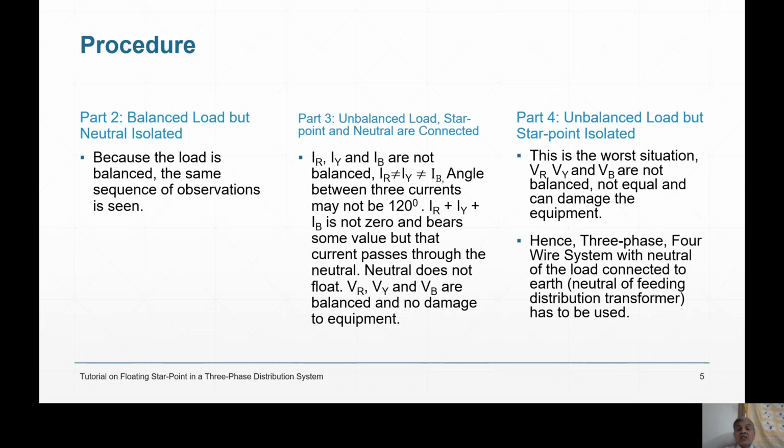So, unbalanced load does these things, right? If you want to avoid that, what we do is unbalanced load, but the star point is connected. When you connect the star point, it cannot float. It is fixed at one point. It cannot go anywhere away. And therefore, VR is equal to VY equal to VB. IR, IY, IB are not equal. That is true. But that extra current will pass through neutral, but neutral cannot float, and therefore VY, VB are equal, and therefore it is protected.